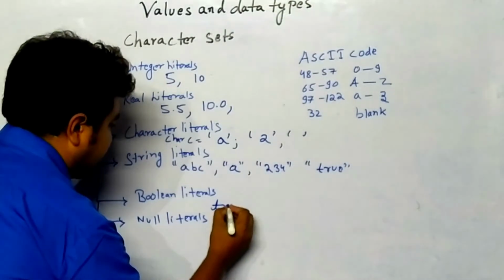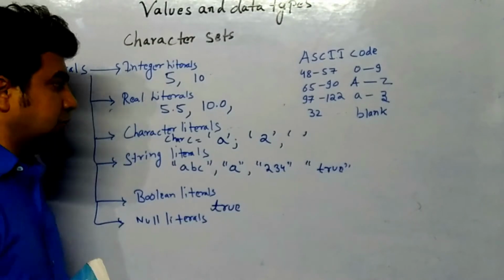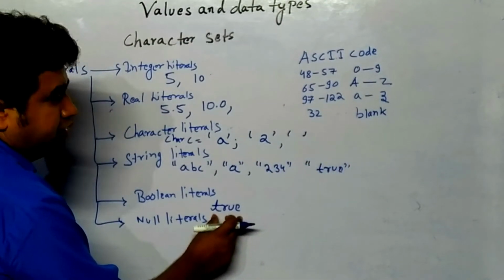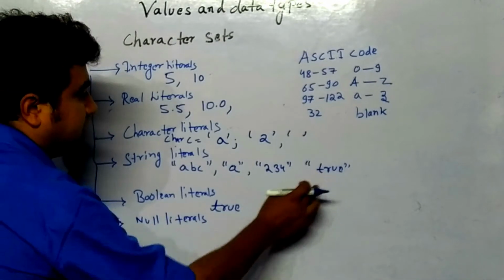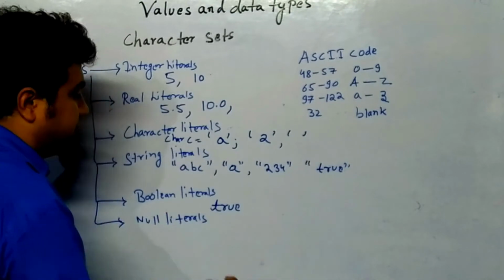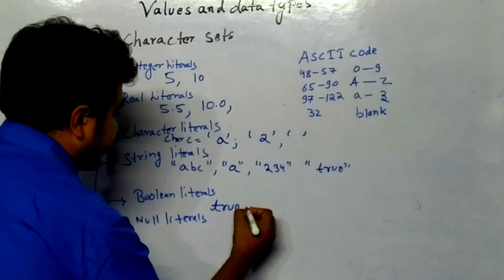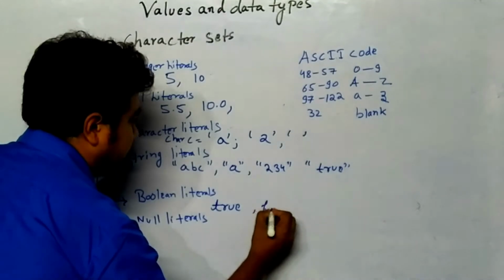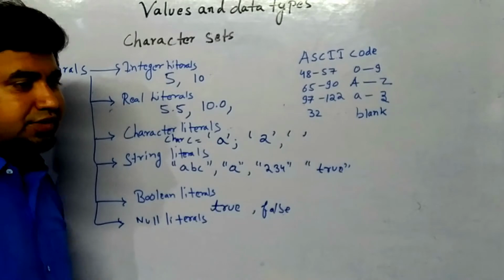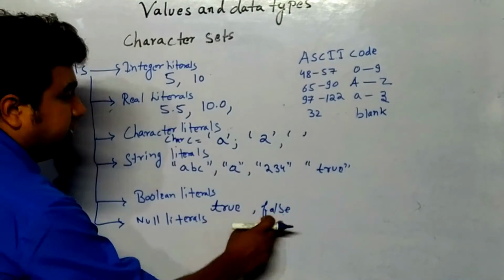If I am writing true, it is not written within double quotes. You can see here this is a string and this is a Boolean value. If you have to compare them, this one is a string because it is written inside double quotes. But when the value is true or false only, written without double quotes and all the characters are in lower case, then these are known as Boolean literals.